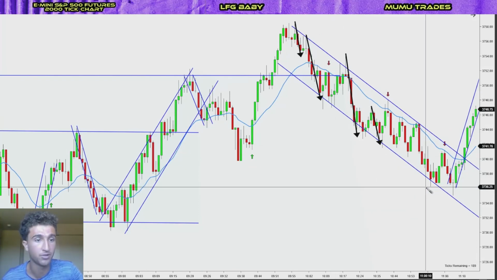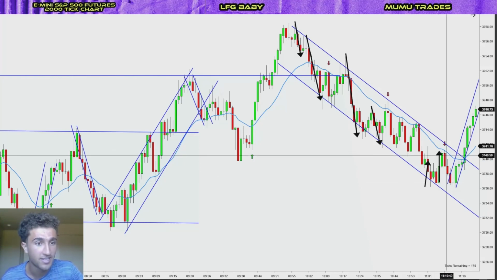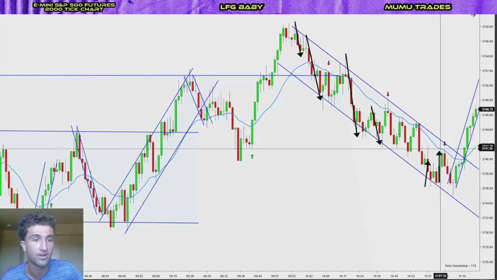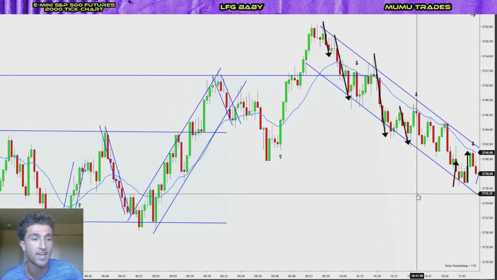Here, another two-legged pullback. New low, first entry, second pullback, first entry short, second entry short, counting from this low, first entry short, second entry short, excellent bearish signal bar.